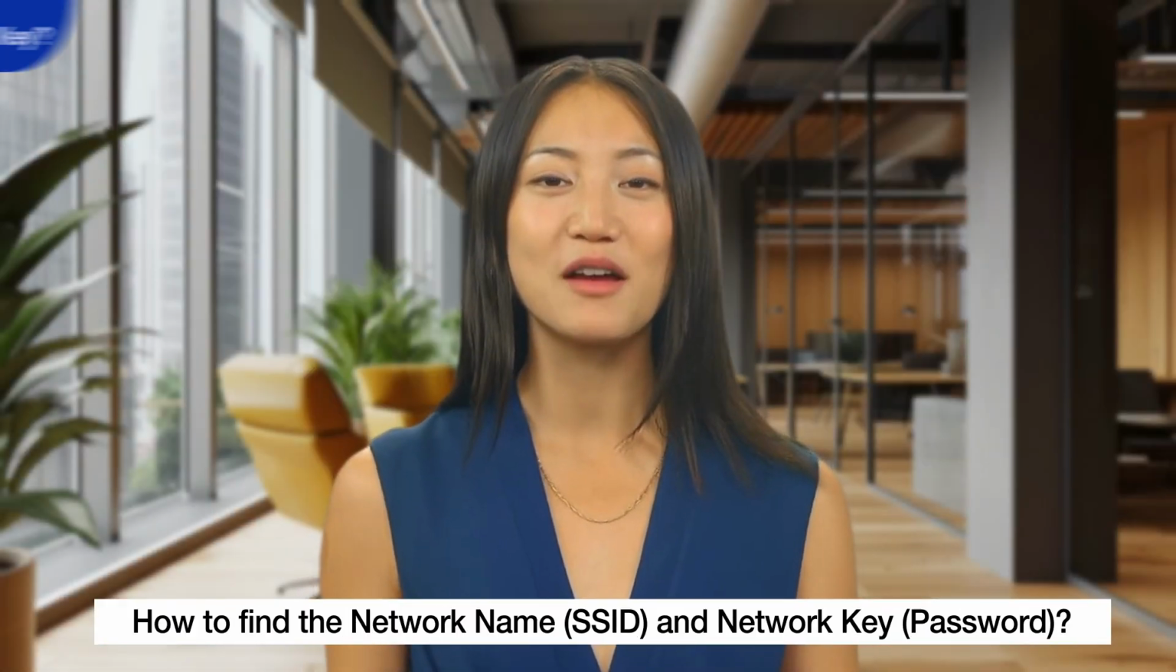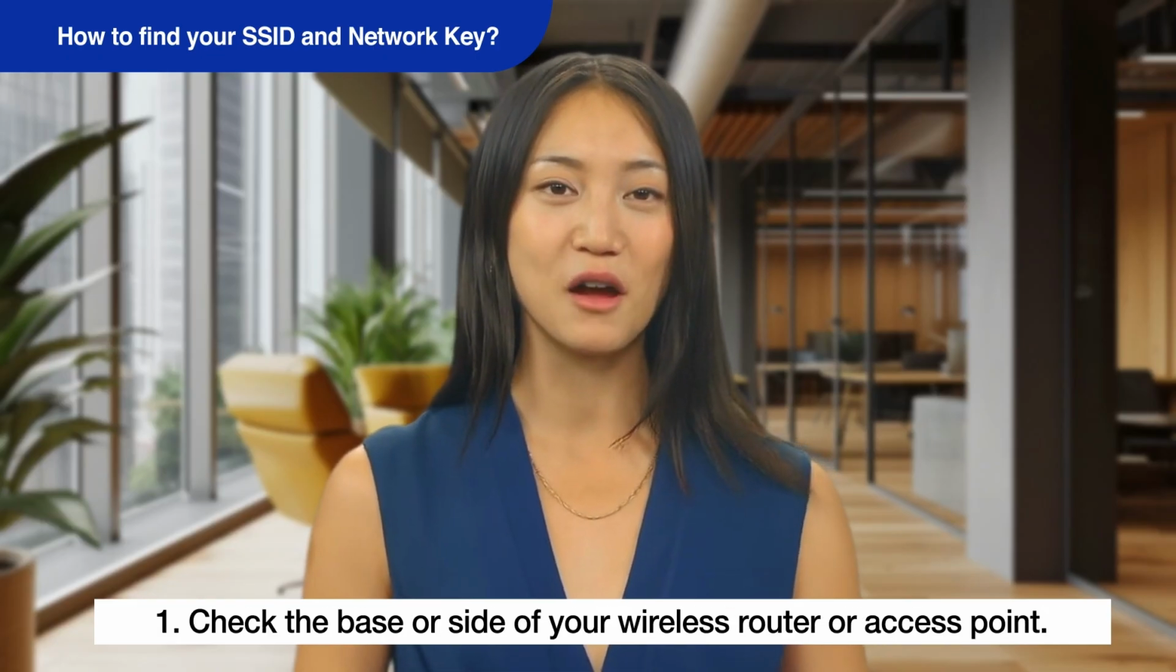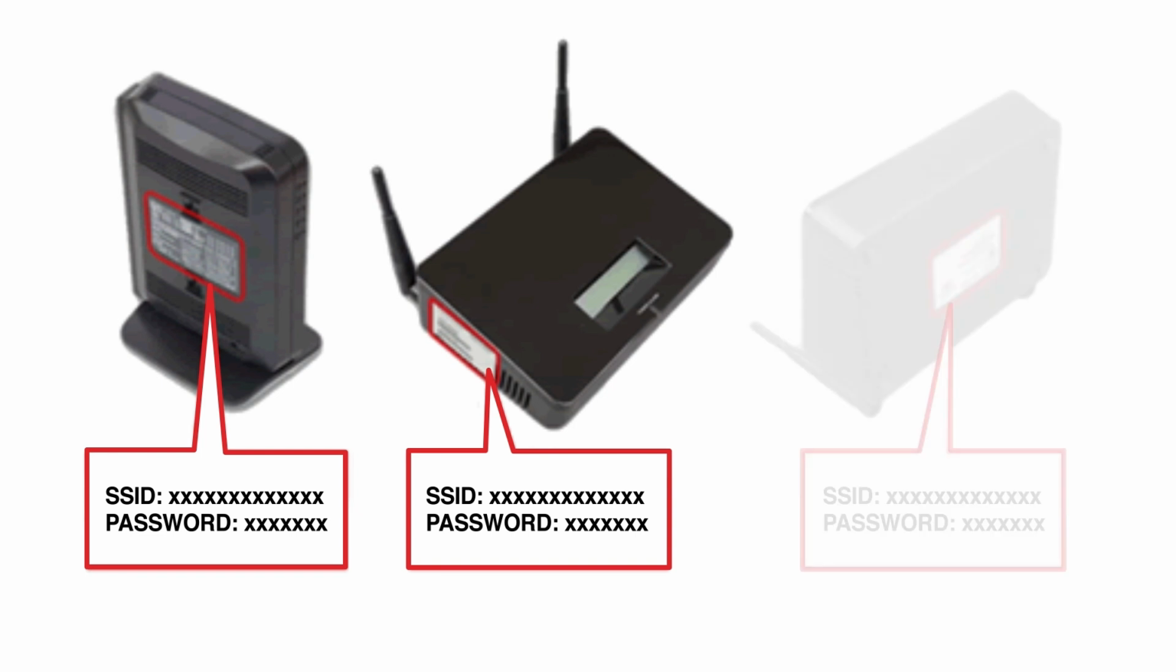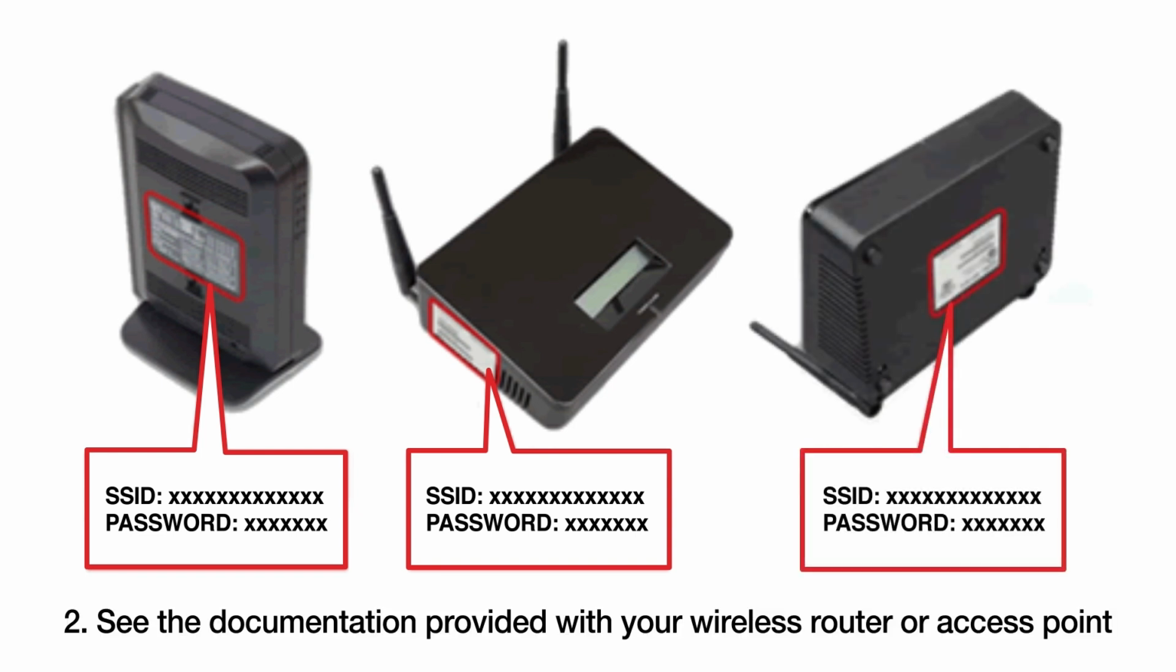How to find the network name, SSID and network key password. 1. Check the base or side of your wireless router or access point. 2. See the documentation provided with your wireless router or access point.